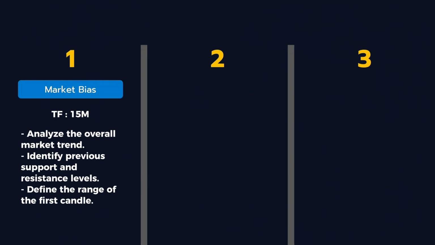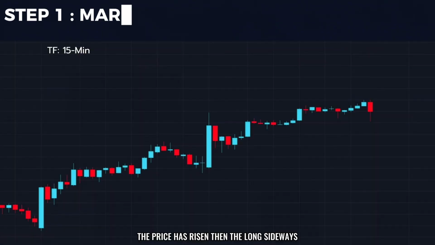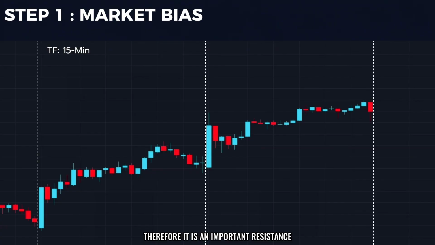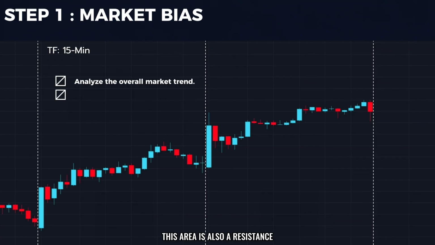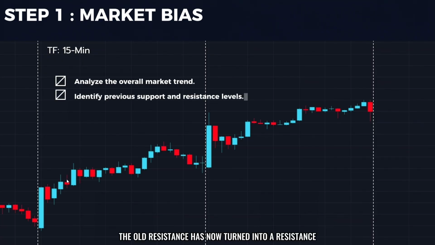Now it's 9:03 p.m. The market is just starting to open. We will look at the trend of the day before and look at the important trend. For example, on the day before, the price rose, then moved sideways for a long time. Therefore, it is an important resistance. After a while, the price went up and went down again, but did not go further. Therefore, this area is also a resistance. In general, the old resistance has now turned into a resistance.